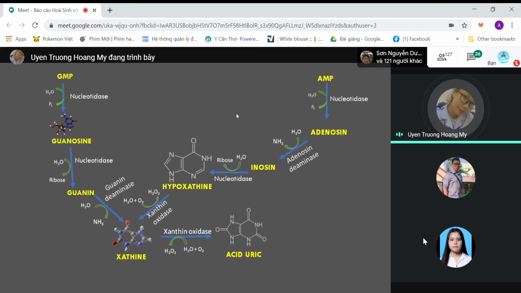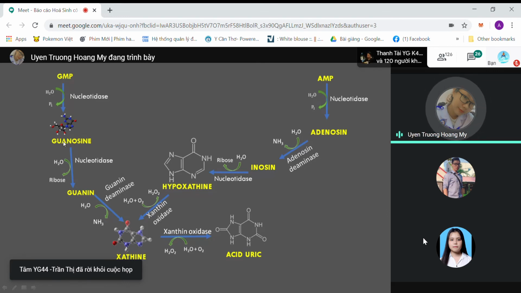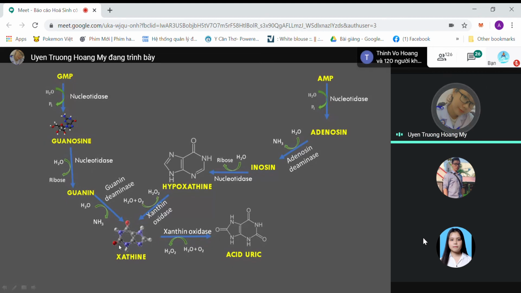The purine molecules AMP and GMP are dephosphorylated into their corresponding nucleosides, such as adenosine and guanosine. This reaction is catalyzed by the enzyme nucleotidase. Next, guanosine is converted into guanine by removing the ribose. Then it will be deaminated into xanthine by the enzyme guanine deaminase, while adenosine will be deaminated into inosine, then the enzyme nucleosidase will hydrolyze it into hypoxanthine.